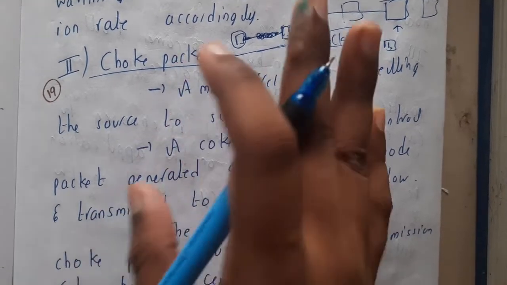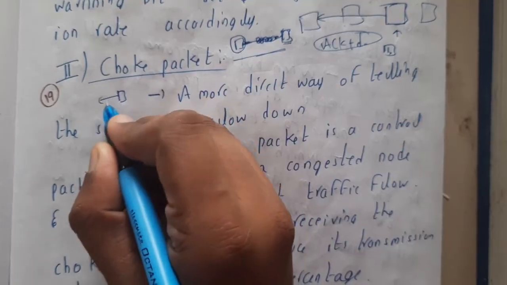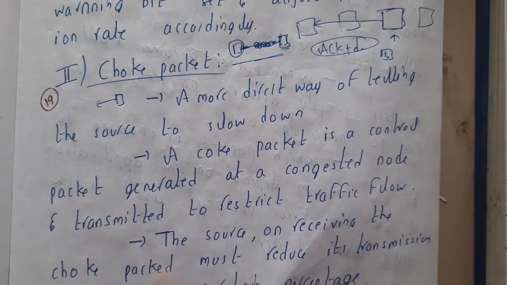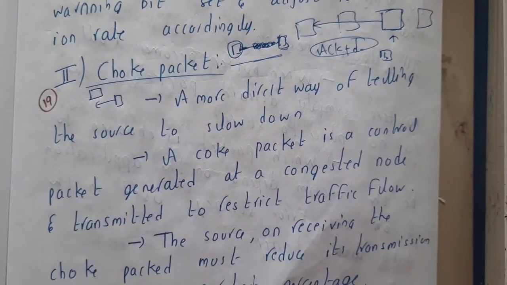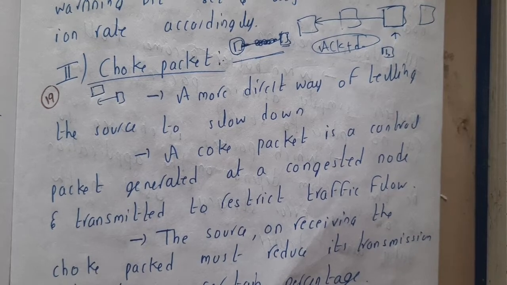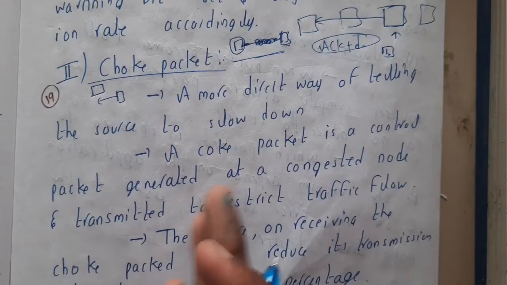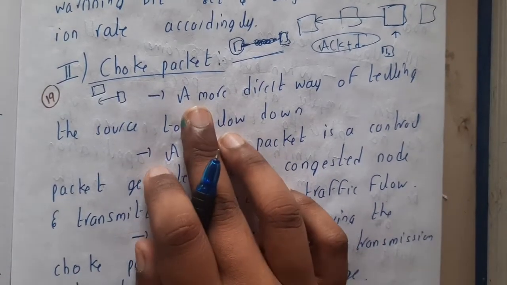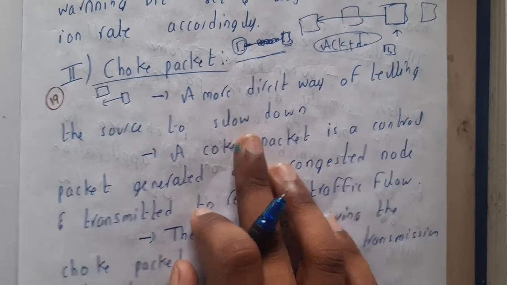In the previous lecture, we discussed warning bit, where the bit was updated and sent back as an acknowledgement, right? Here, we will be creating a packet whenever there is congestion, and sending this packet to the sender. That's it. The same logic applies here, but it is sent directly, or it can also be sent hop by hop. We'll be discussing that, don't worry. A more direct way of telling the source to slow down is using the choke packet.